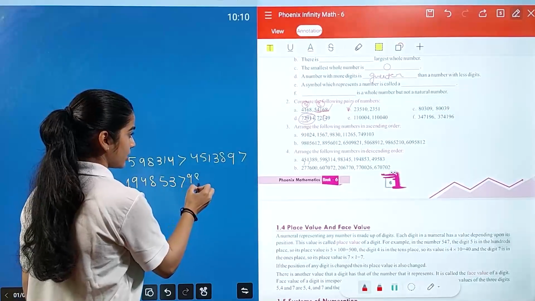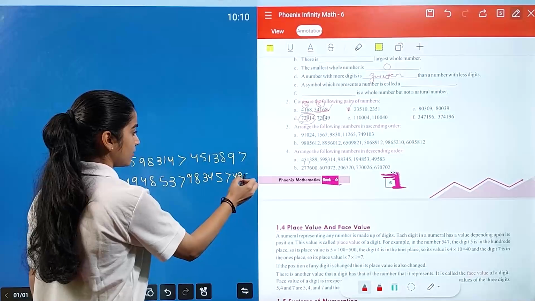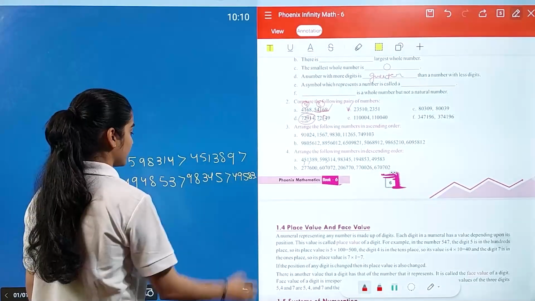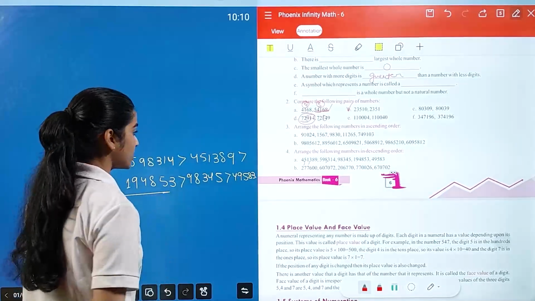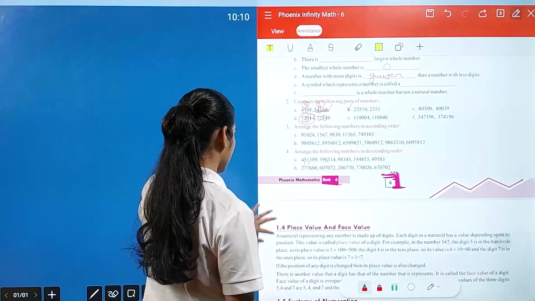10, 9, 8, 3, 4, 5, and then 4, 9, 5, 8, 3. So this is your arrangement in descending order. Now next question you have to do on your own.